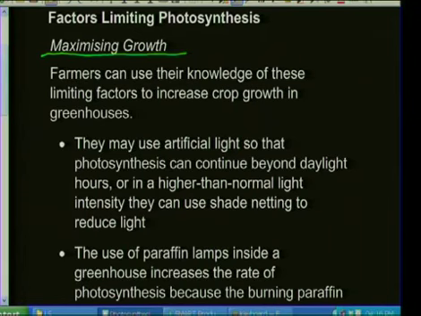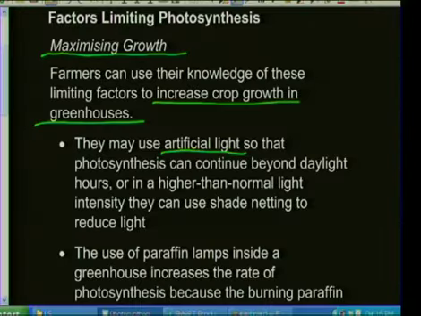Now, let's look at how our knowledge of photosynthesis can help us in our lives. So we're looking at maximizing growth. Farmers can use their knowledge of these limiting factors of photosynthesis to increase crop growth in greenhouses. For example, they have the greenhouse, and inside the greenhouse they have crops that are growing. They can use what they know about the requirements of photosynthesis to do this.